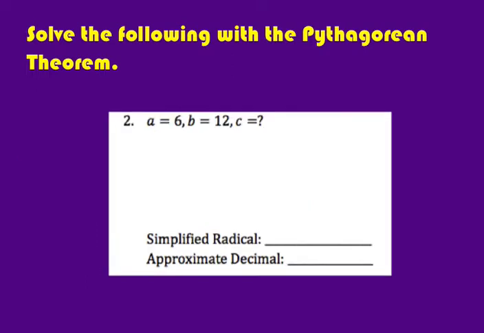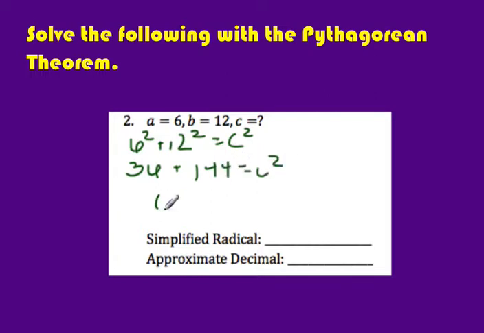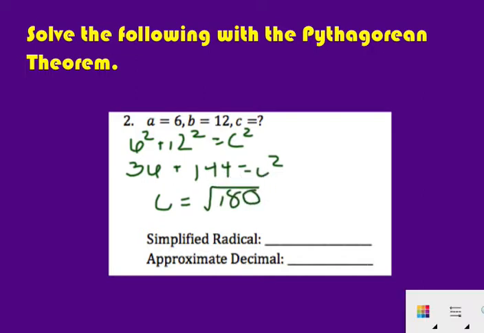So let's take a look at number 2. For this one, I have 6 squared plus 12 squared is going to be equal to my C squared, whatever that's going to become. So 6 squared is 36, 12 squared is 144, and that's going to be equal to C squared. So C ends up being equal to the square root of 180. When you add 36 and 144, you get 180.